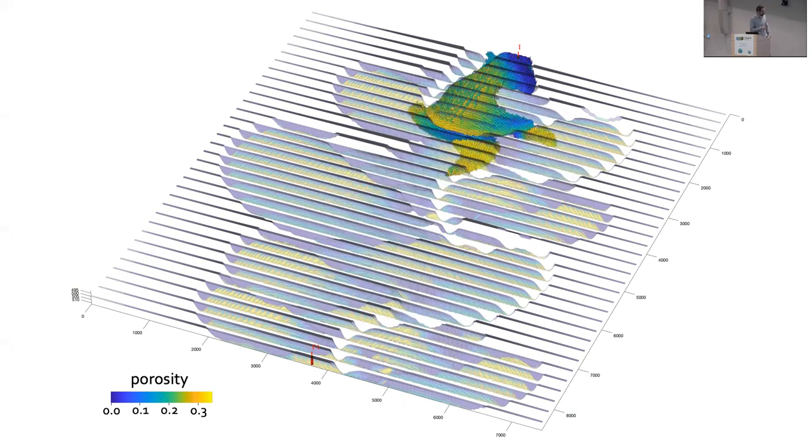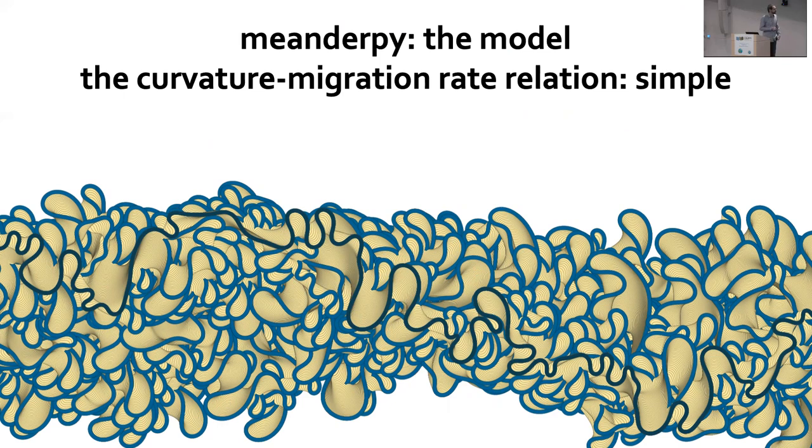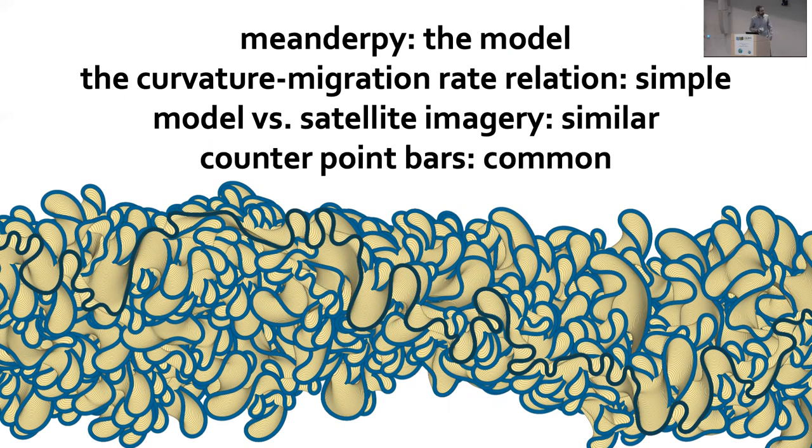Super cool stuff. So to wrap it up, talk about the model a little bit. Curvature migration rate relation, relatively simple. Satellite imagery and model, the match between them is relatively good. And counterpoint bars are relatively common. Thank you.